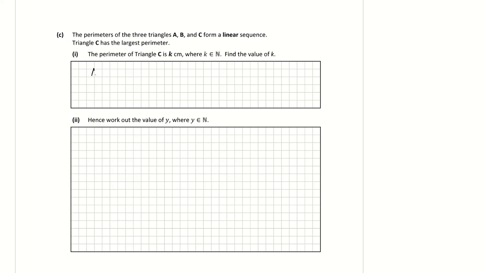So I have three triangles here, A, B, and C. The perimeter of A is 8. The perimeter of B is 24. These are all from parts A and B of this question. And they tell me now that the perimeter of C is K, and that's what I need to find. The difference between these two terms is 16, 24 take away 8. But it's linear, so it's the same difference each time. So the difference between B and C is also 16. Therefore K is going to be 24 plus 16, which would be 40. So the value of K in this question is 40.